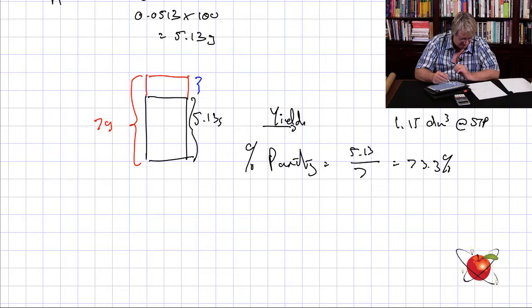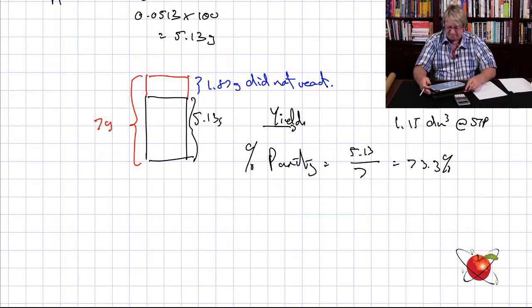Okay? And obviously, what we can say, last of all, is therefore, this little bit on top here, that is 1.87 grams, I think, did not react. So, therefore, what we're saying is that of that chunk of material, in order to get that gas, we only needed 5.13 grams of calcium carbonate. The rest was actually impurity. We didn't need it. Okay?